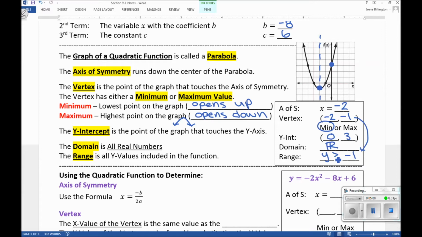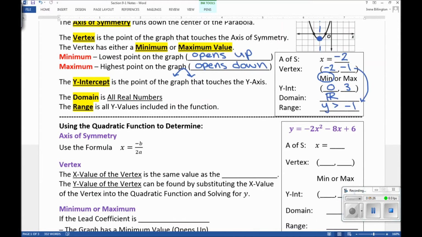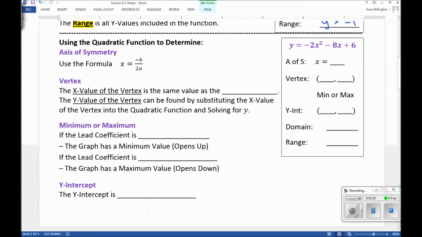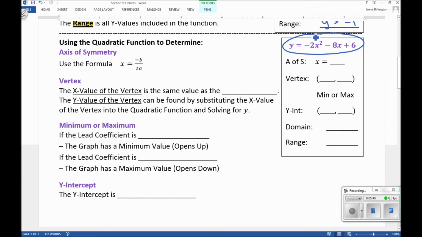So that's a lot of terminology, a lot of pieces of a parabola of a quadratic function that we're looking at. So the next thing that I want to do is find all of this information, not just from the picture, which is what we just did, but also from the equation itself. So my next example here that we're going to look at, we are going to use the quadratic function y equals -2x squared minus 8x plus 6. We're going to be finding all of the same things, but instead of having a picture to reference, we are going to do this just with the equation that was given.